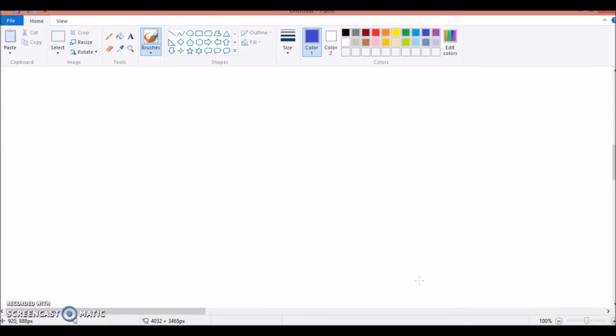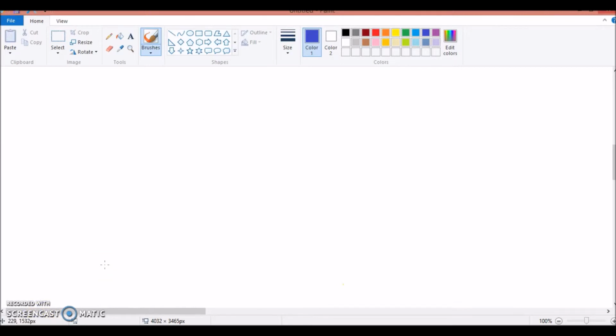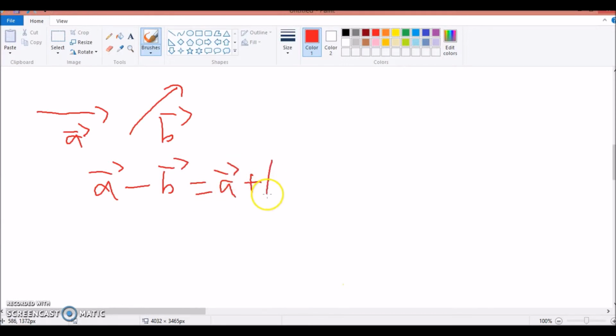Now let's look at subtracting vectors. So basically, when subtracting vectors, an example would be, let's use the same vectors as we previously used. So if this is vector A and this is vector B, we are subtracting vectors, so we'll do vector A minus vector B. This is also equal to vector A plus negative vector B, which basically means the magnitude of B is the same, but the direction is different.